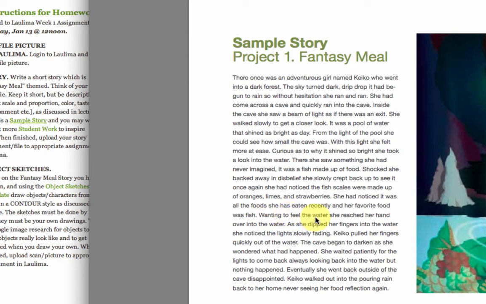Wanting to feel the water, she reached her hand over the water. As she dipped her fingers into the water, she noticed the lights slowly fading. Keiko pulled her fingers quickly out of the water. The cave began to darken as she wondered what had happened. She waited patiently for the lights to come back, always looking back into the water, but nothing happened. Eventually, she went back outside of the cave, disappointed. Keiko walked out into the pouring rain, back to her home, never seeing her food reflection again.